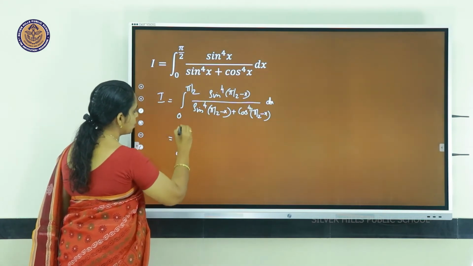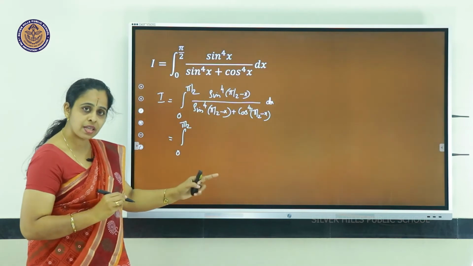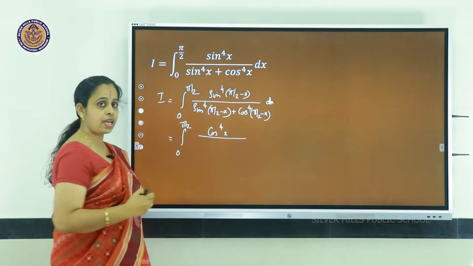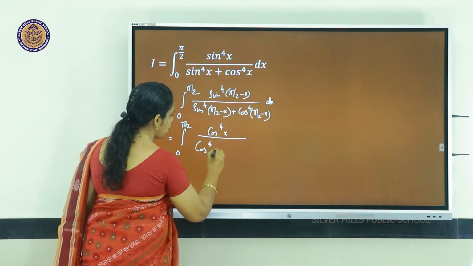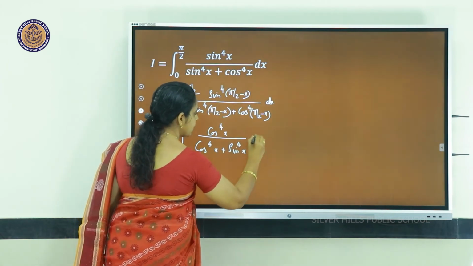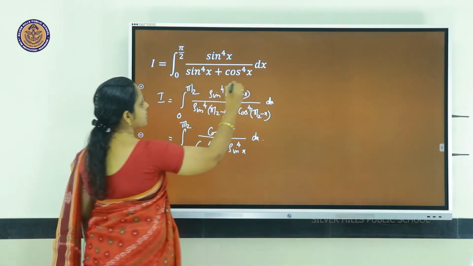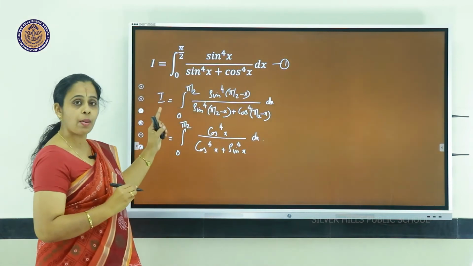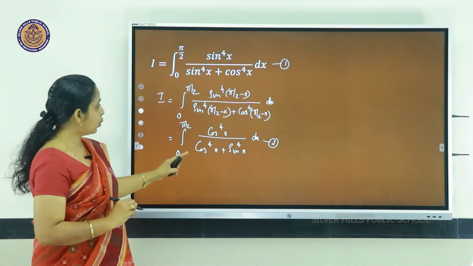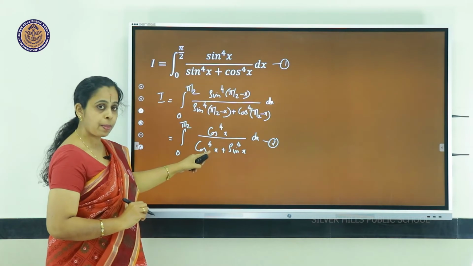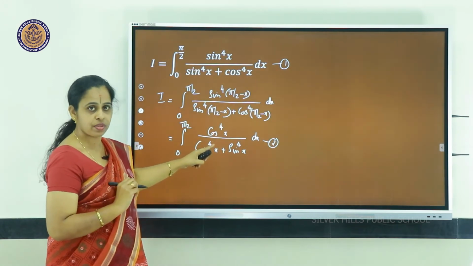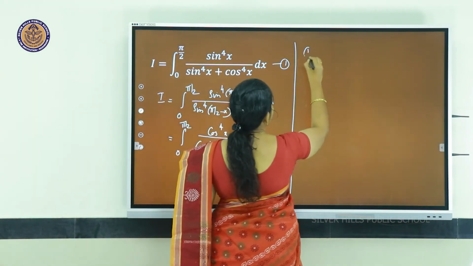Again equal to integral 0 to pi by 2. What is sine 90 minus theta? It is cos theta. So, it will become cos raised to 4 x divided by cos raised to 4 x plus, cos 90 minus theta is sin theta, sine raised to 4 x dx. Now, let us give this as equation number 1, our question, and after applying the property, what we got as equation number 2. Both are equal to our I. Look that the denominators of both equations 1 and 2 are the same. If we add the equations, the numerator also becomes the same as the denominator. So, let us add 1 plus 2.